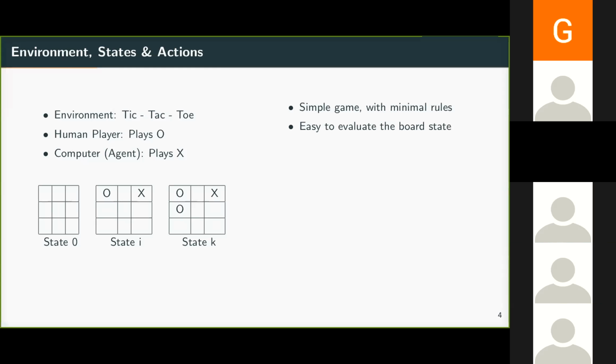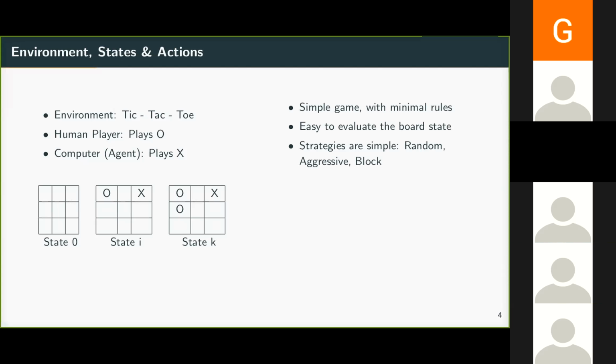So minimal rules. And it is easy to evaluate the board state. If somebody is going to win, it is very easy to evaluate. You can do that in chess also, but the evaluation in chess will come after a very long time. And in the case of tic-tac-toe, the strategies that you can choose are simple. What are the three strategies that you can choose?